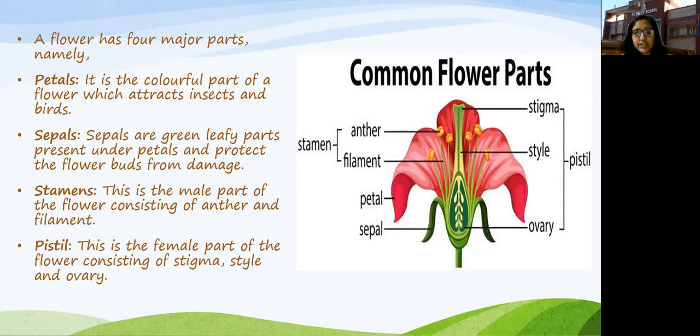So what do you understand by these petals? How can we define these? It is a colorful part of a flower which attracts insects and birds. So what is the function? See, every part of a plant, every part of a flower, it has got a specific function.